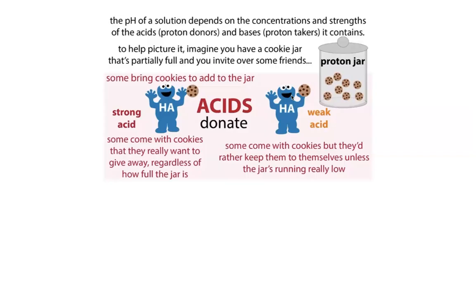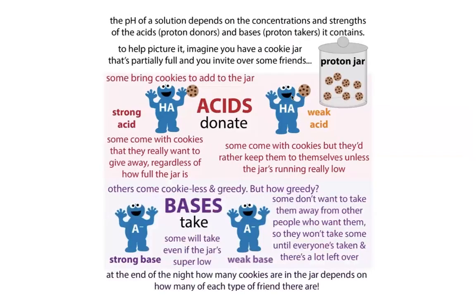Speaking of bases, what if you add a base? What if some of your friends come without a cookie? Some of them come really, really hungry, and that would be like a strong base. They're going to take a cookie even if that jar is really low. They really want that cookie. But then there are going to be friends that maybe are like, I'm hungry, but there aren't that many cookies. I don't want to take them if other people need them. And so that would be more like a weak base.